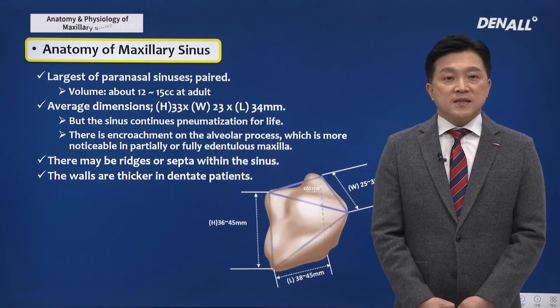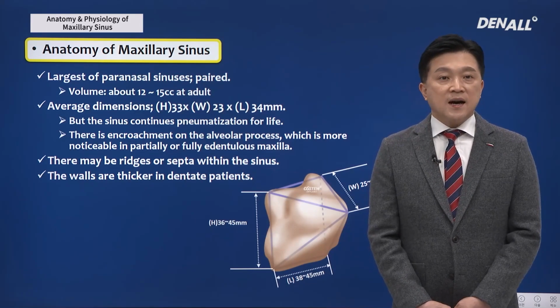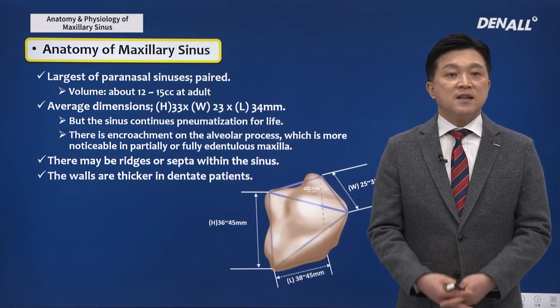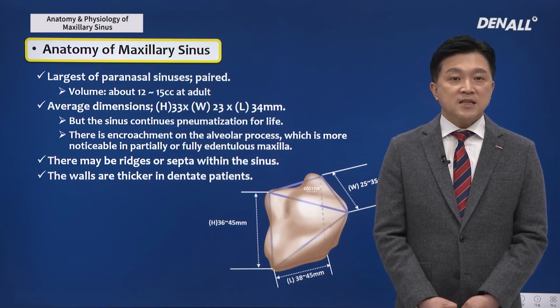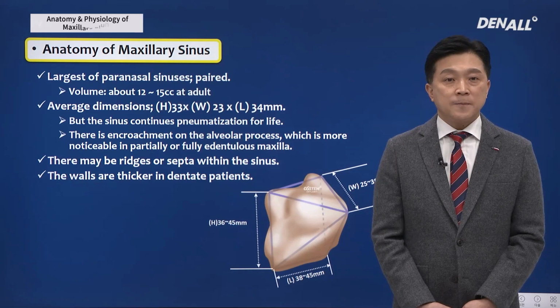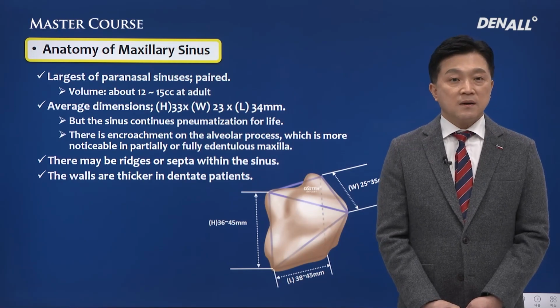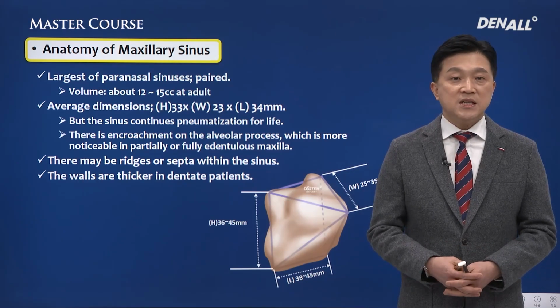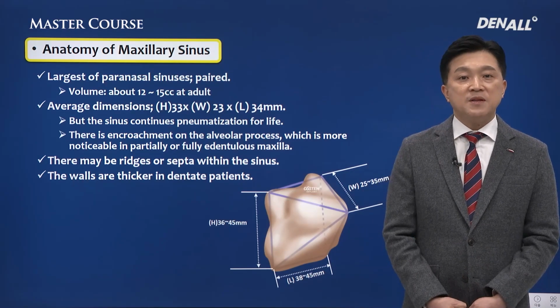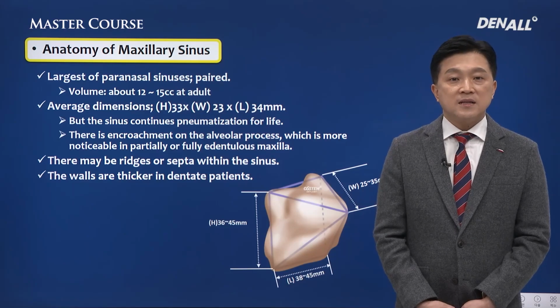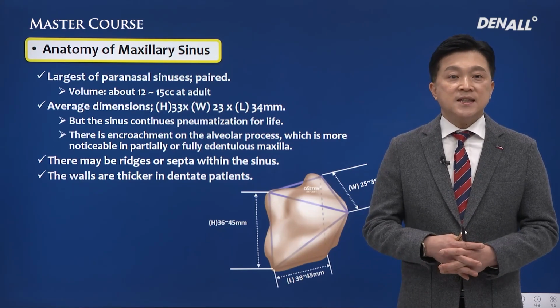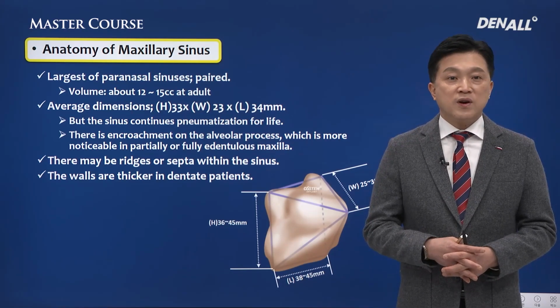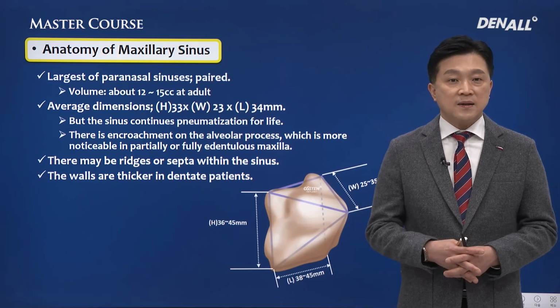Let's take a look at the anatomical aspect. I've mentioned that among the paranasal sinus, the maxillary sinus is the biggest. Its volume is around 12 to 15 cc. On average, if you look at the dimension, the height is 33 millimeters, width is 23 millimeters, and length is 34 millimeters. And it has additional structures like ridge and septa.